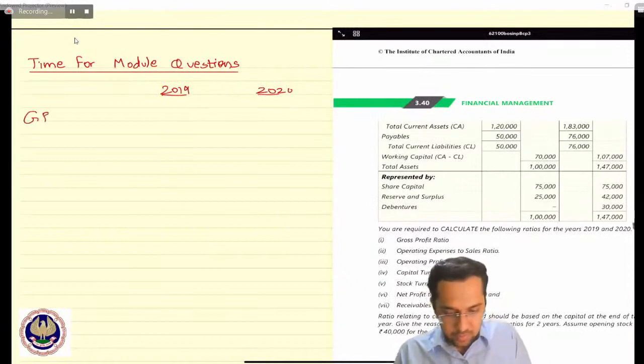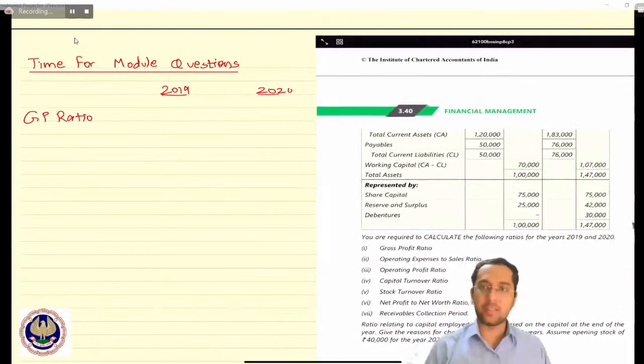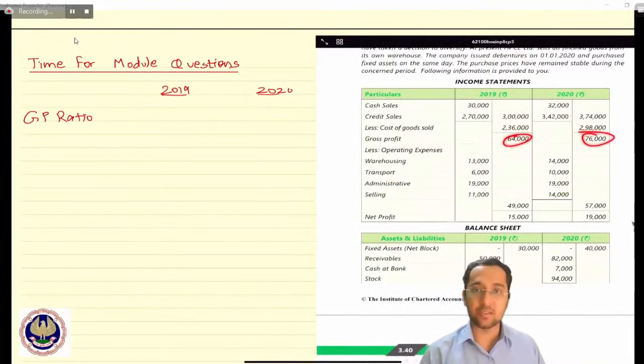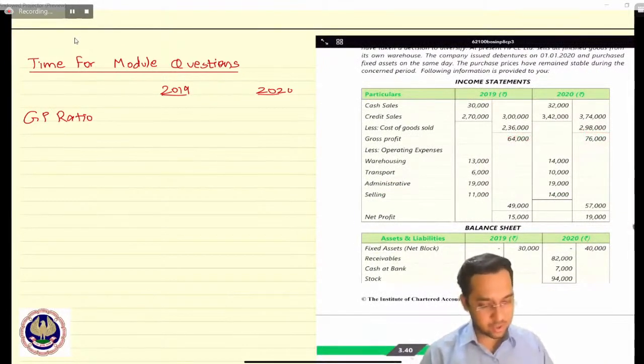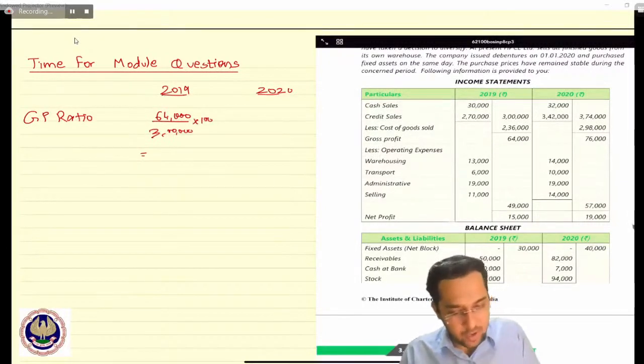Let's say GP ratio, gross profit ratio. For gross profit, what we need is GP upon sales. So GP upon sales is 64,000 and 76,000 divided by sales of 3 lakh and 3,74,000. So that is simply 64,000 divided by 3 lakh into 100, because we want to express in terms of percentage. For 2020, it is 76,000 divided by 3,74,000 into 100.